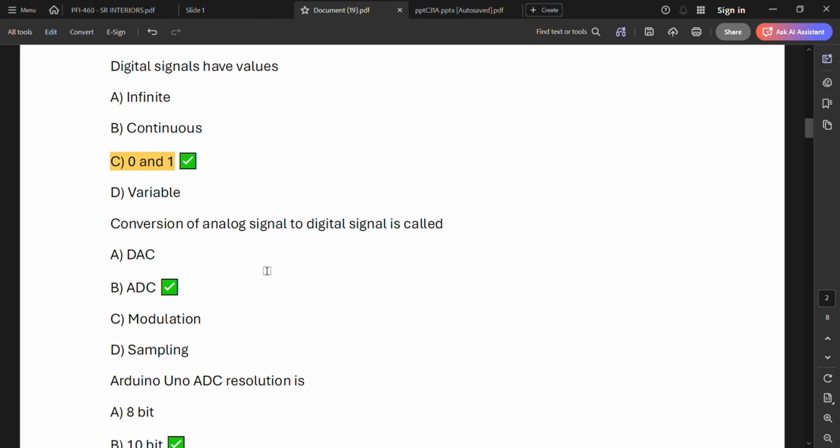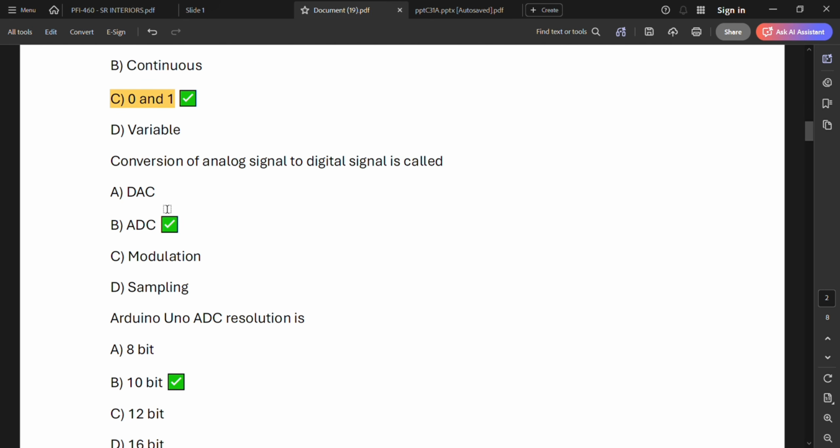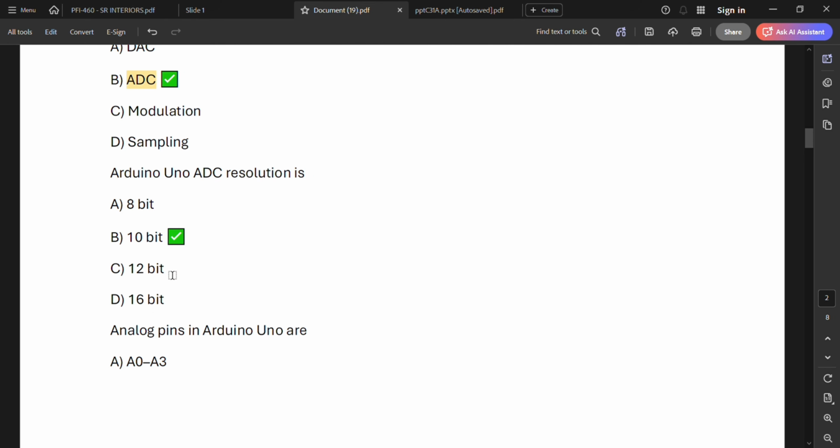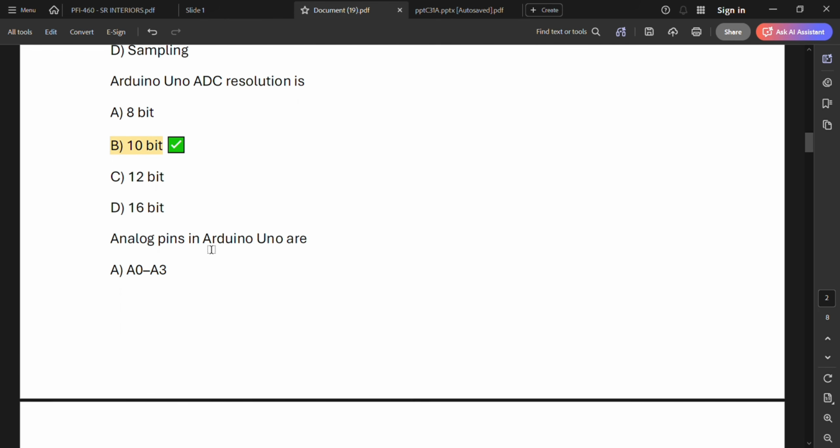Next question. Conversion of the analog signal to digital signal is called DSC, ADC, modulation, or sampling. The correct answer is option number B, ADC. Next question. Arduino Uno ADC resolution is 8-bit, 10-bit, 12-bit, or 16-bit. The correct answer is option number B, 10-bit.